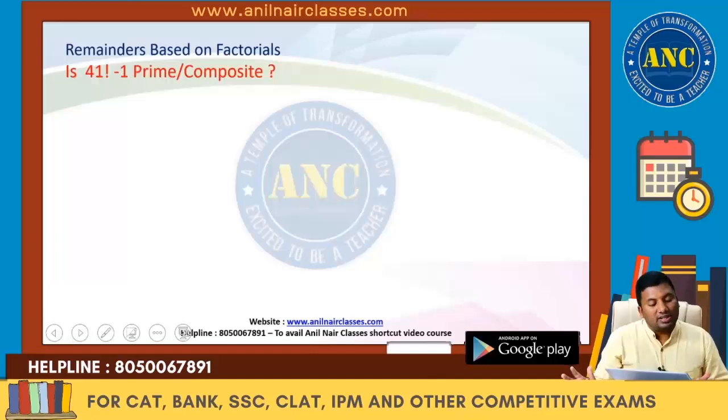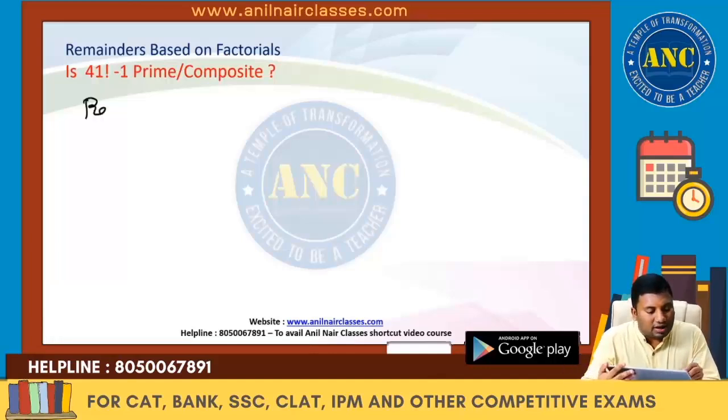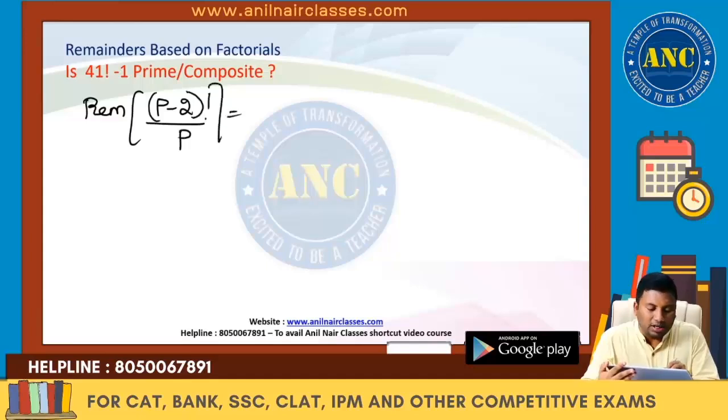Next, is 41 factorial minus 1 prime or composite? What is the concept we discussed just now? p minus 2 factorial divided by p is always 1 when p is a prime number.